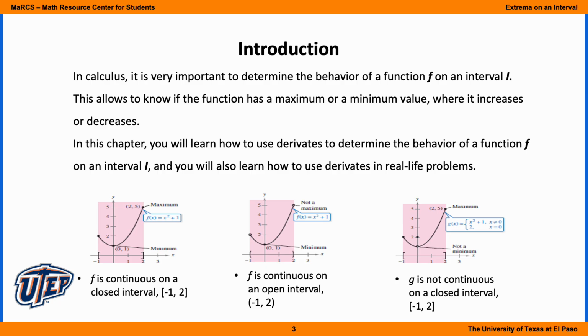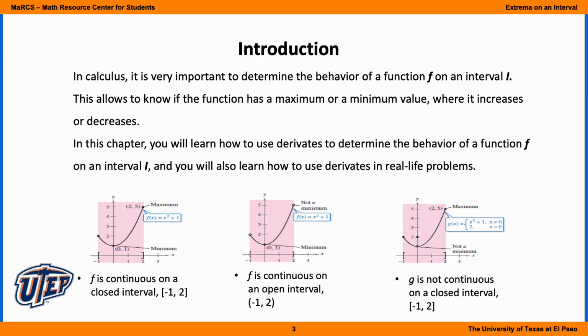For the next example, we have f is continuous on an open interval. So f is defined as x squared plus 1, but since it's an open interval, the endpoints, 1 and 2, are not included. Therefore, that point (2, 5) is not a maximum because that point is not in the interval. But the minimum is in the interval and it is the minimum value. So this function does have a minimum.